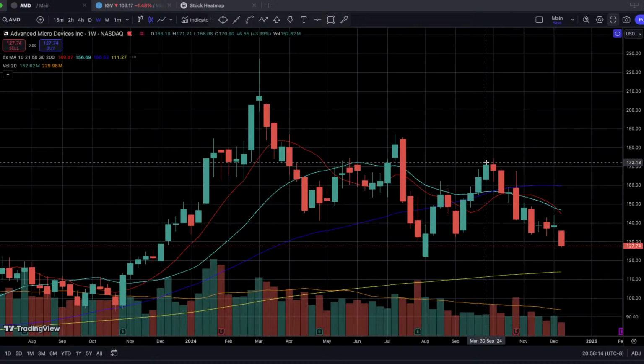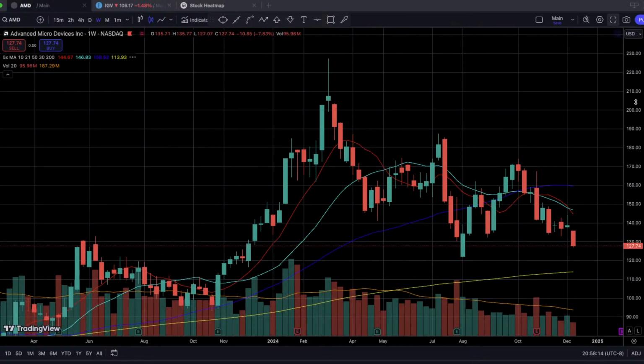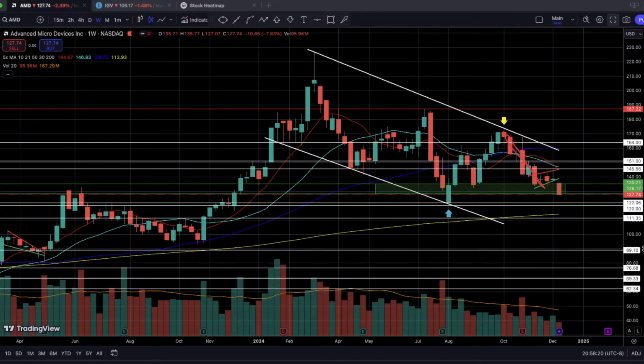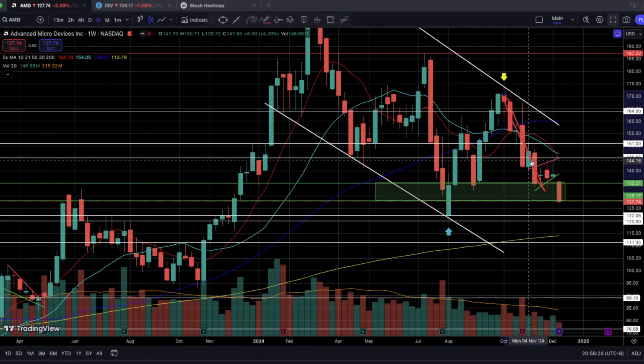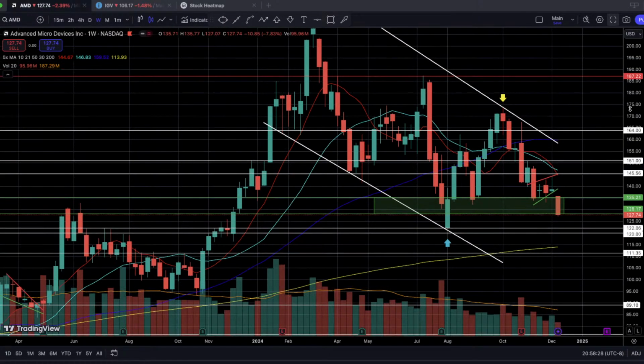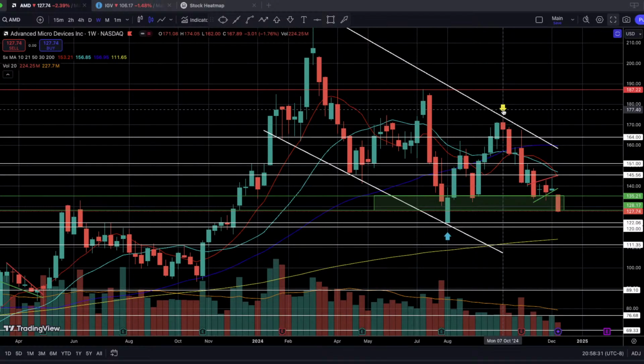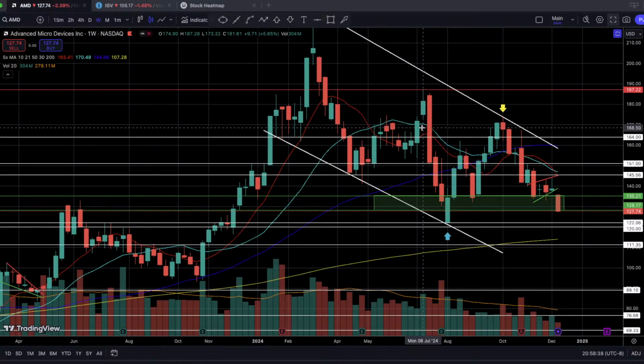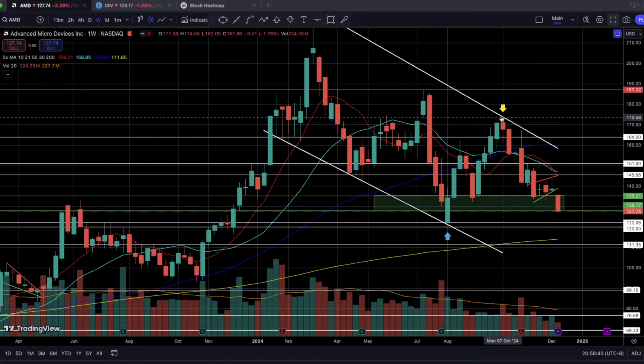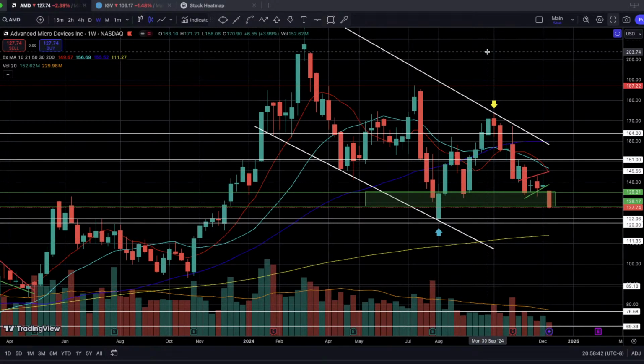AMD continues to make this descending channel. I believe it's going to continue to adhere to this channel, no doubt about it. We're still very much stuck within the parameters set up by these macro descending trend lines, the descending resistance trend line and the descending support trend line, and it seems like it'll be hard to get out of this descending trend line for the near-term future.